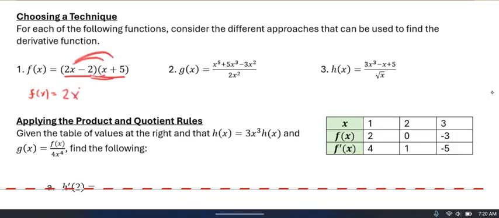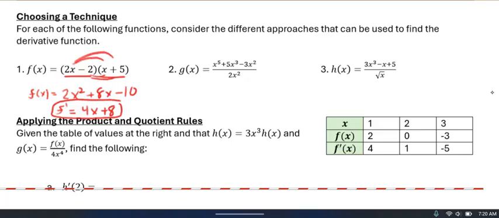Something like 2x squared. You got 10x minus 2x is 8x, and then negative 2 times 5, negative 10, and then just take my derivative pretty quickly as 4x plus 8. I found that to be the easiest. I don't feel like I need to use the product rule. I can just distribute that out.